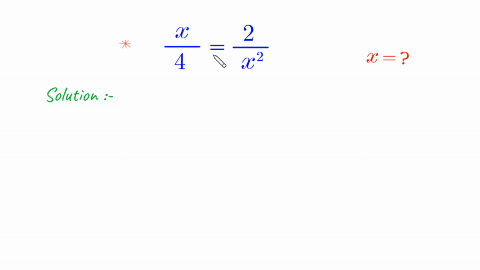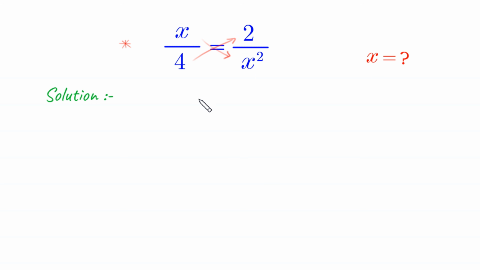x over 4 is equal to 2 over x squared. Our job is to find all possible values of x. So let's start by using cross multiplication. We multiply this x by this x squared and we multiply this 4 by this 2.